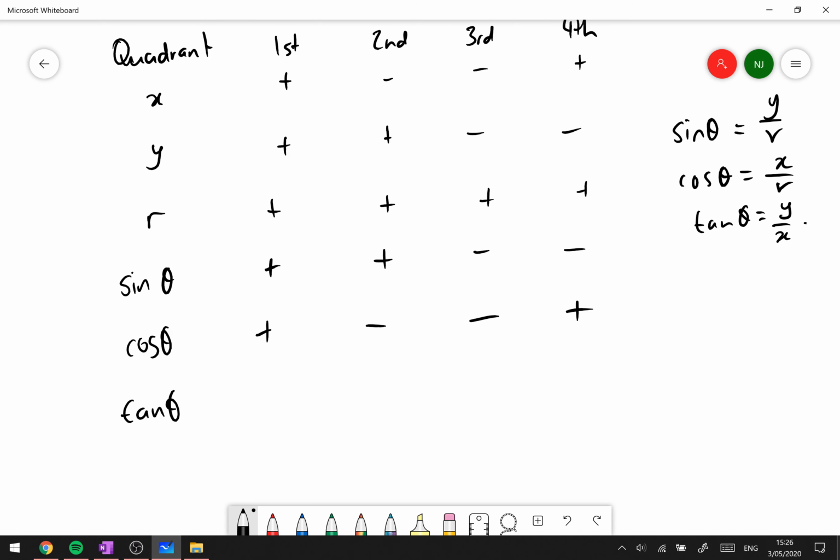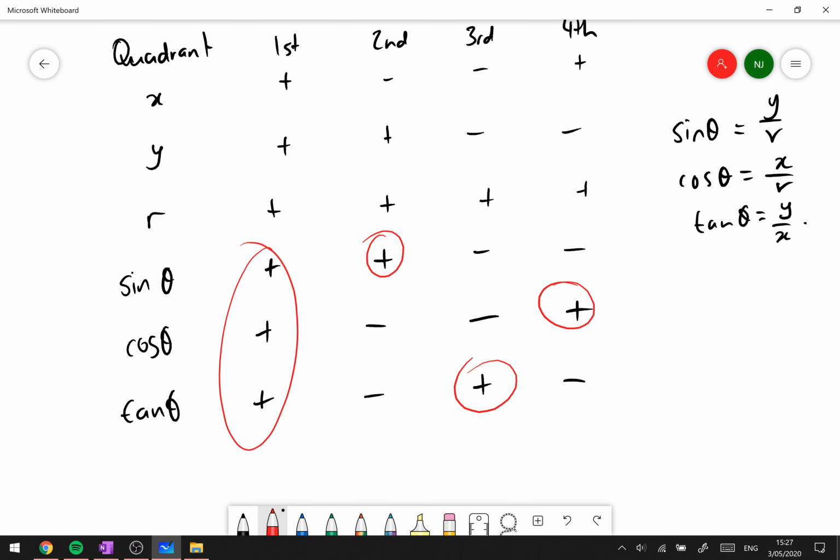Okay, finally tan. So doing tan, we're going to do y divided by x. So positive divided by positive is a positive. Positive divided by a negative gives a negative. Negative divided by a negative gives a positive. So that's where this one changes. And a negative divided by a positive gives a negative. Now, you'll notice with these that in the first quadrant, all our trig ratios are positive. It just changes in the second, third, and the fourth.